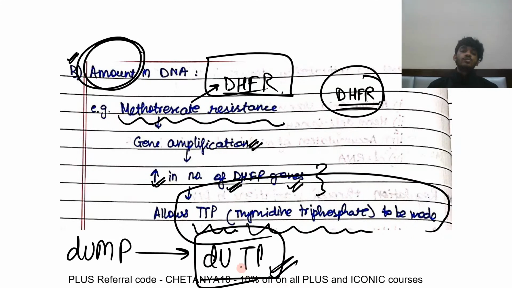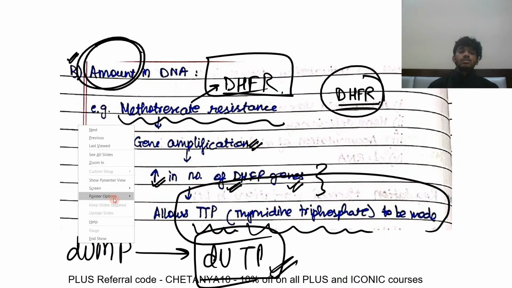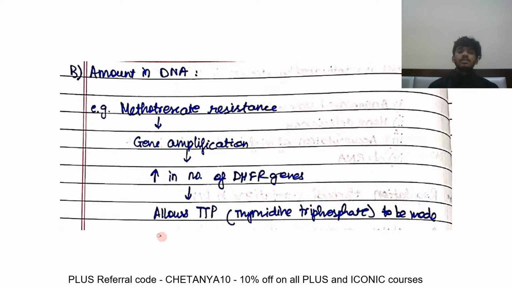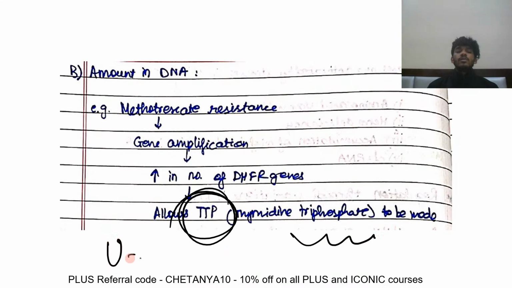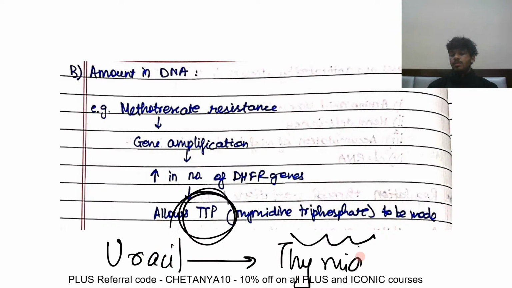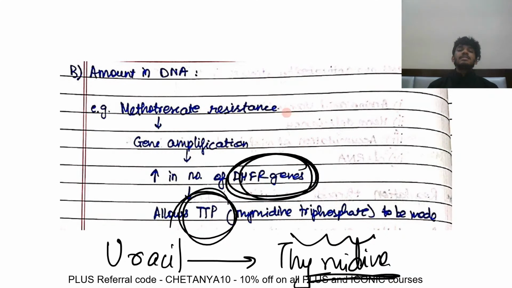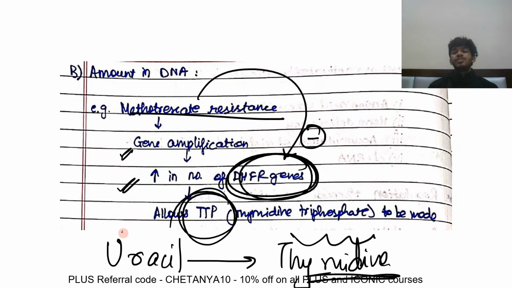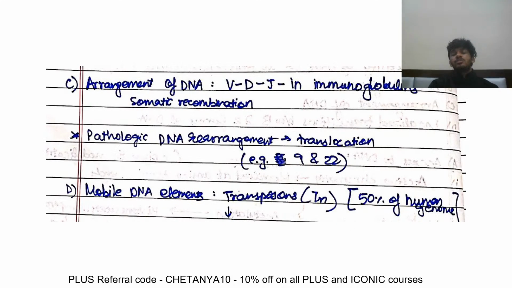So it is very useful for synthesis of thymidine triphosphate, to convert uracil to thymidine. Folate is required, and that folate is restored with the help of dihydrofolate reductase. Methotrexate is an inhibitor of it. For methotrexate resistance, you will have gene amplification, which will increase the number of genes of the enzyme. So amount of DNA is also responsible for regulation of gene expression.